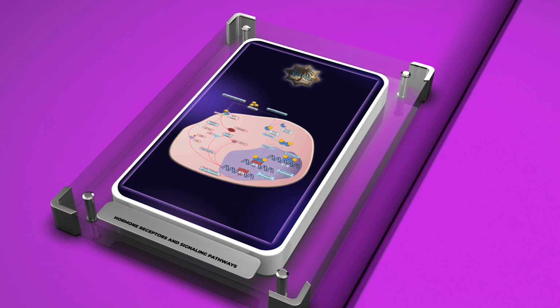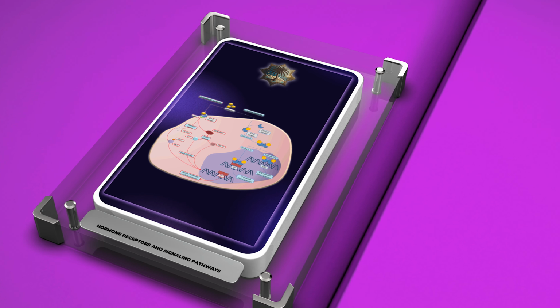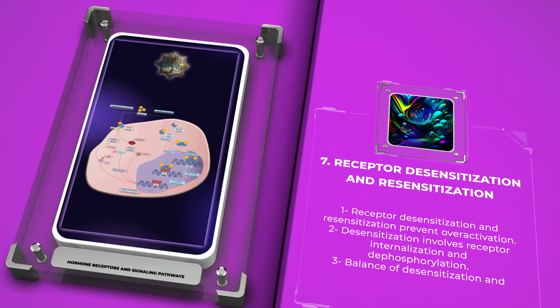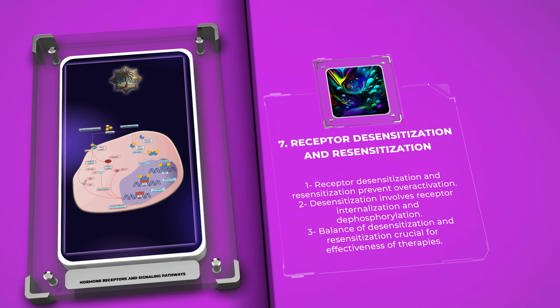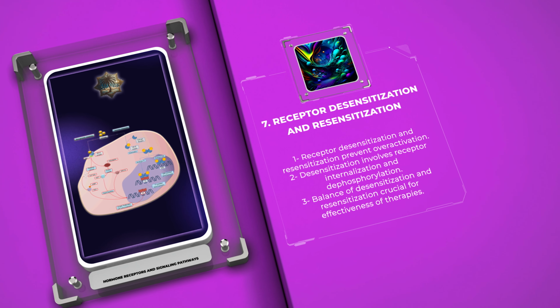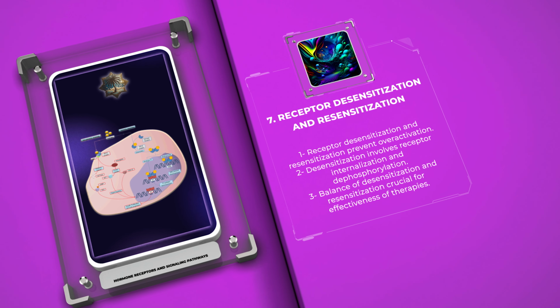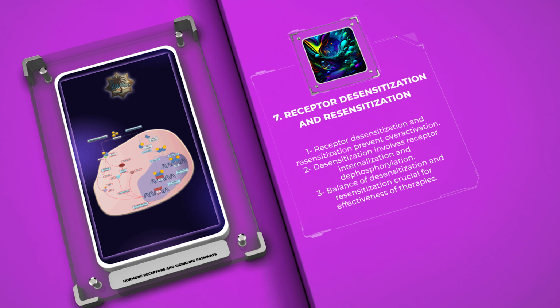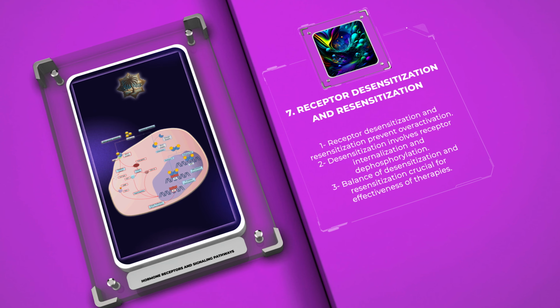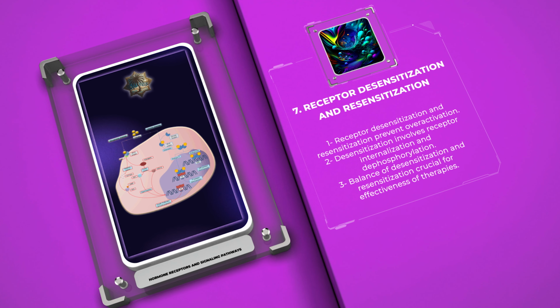In the realm of hormone signaling, it is important to understand the concept of receptor desensitization and resensitization. When hormones bind to their respective receptors for an extended period or repeatedly, the receptors can become less responsive to further stimulation. This adaptive mechanism prevents overactivation of cellular responses. The desensitization process involves internalization of the receptors into the cell, dephosphorylation, and recycling to restore their responsiveness. Any disruptions in this balance can lead to disease states and affect the effectiveness of therapeutic interventions.